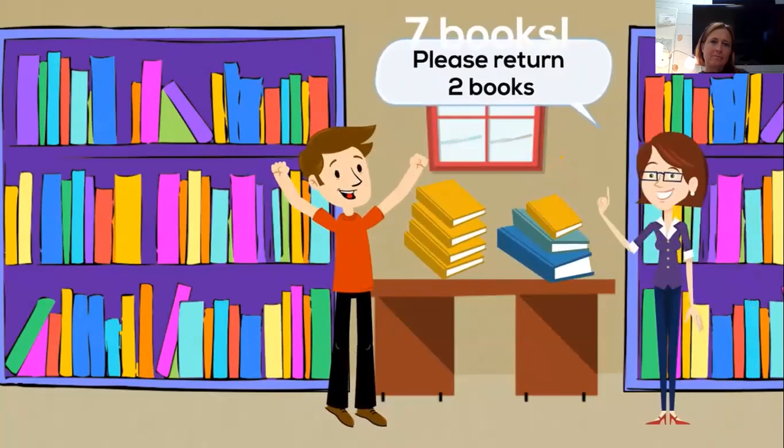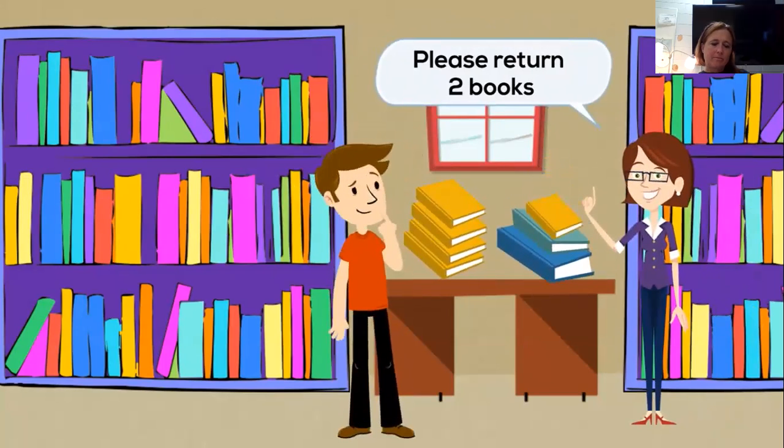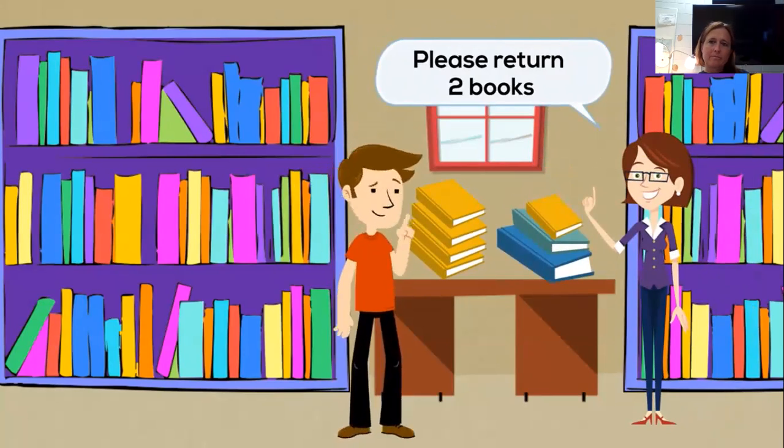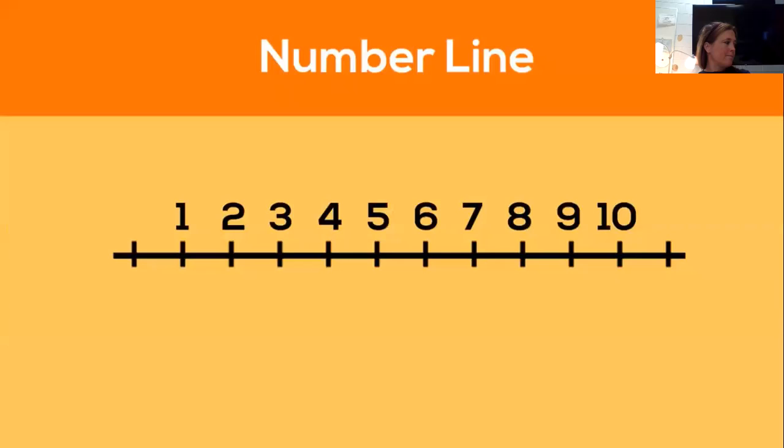Now, the librarian reminded Jake that 2 of the previous books he borrowed are due, so he must return them today. How many books will be left once he returns them? Let's use the number line again.